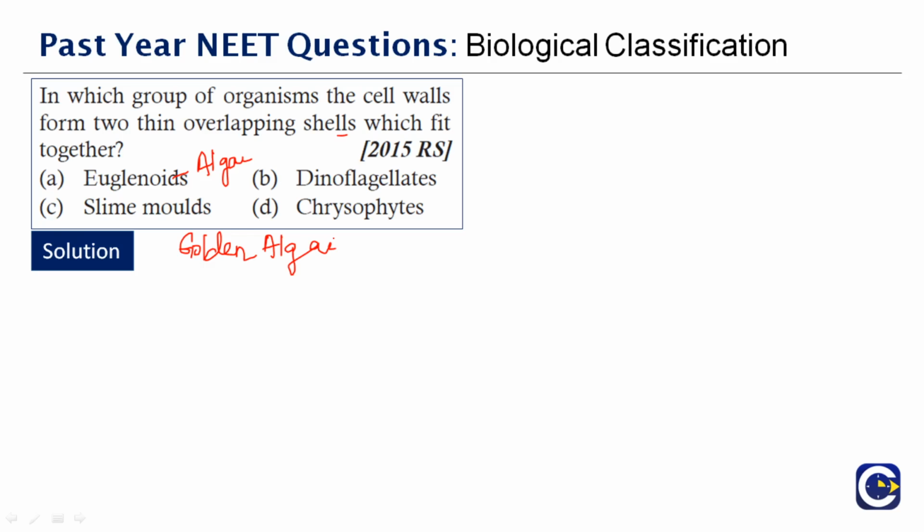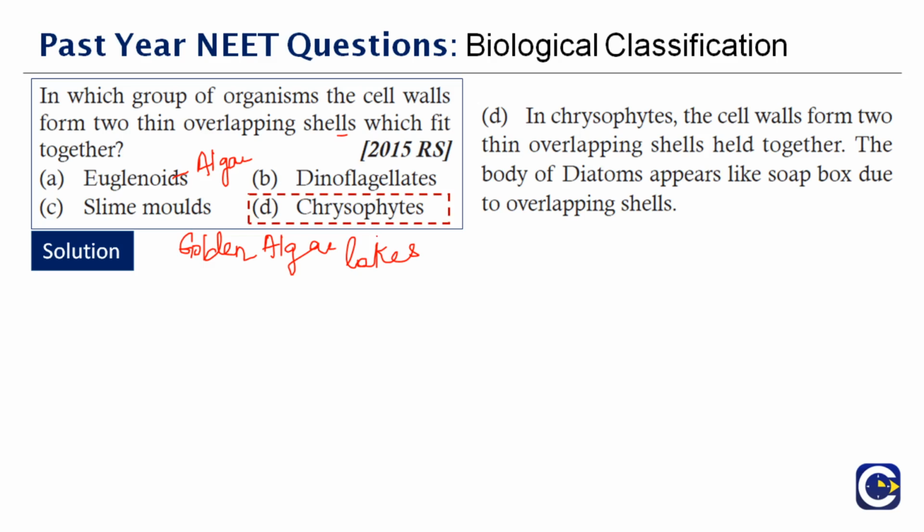Therefore, the correct answer to this question is option D, chrysophytes. Mostly you will find them in lakes. They are sometimes referred to as golden algae because they appear gold in color. They are often unicellular and also have a flagellum which allows motility in water. Therefore, the correct answer is option D, chrysophytes.